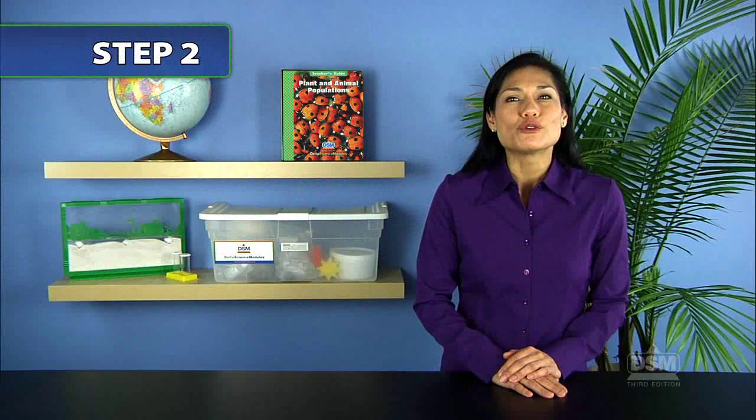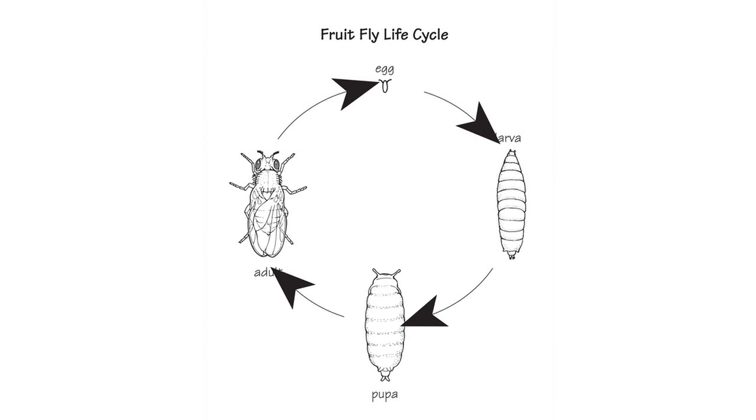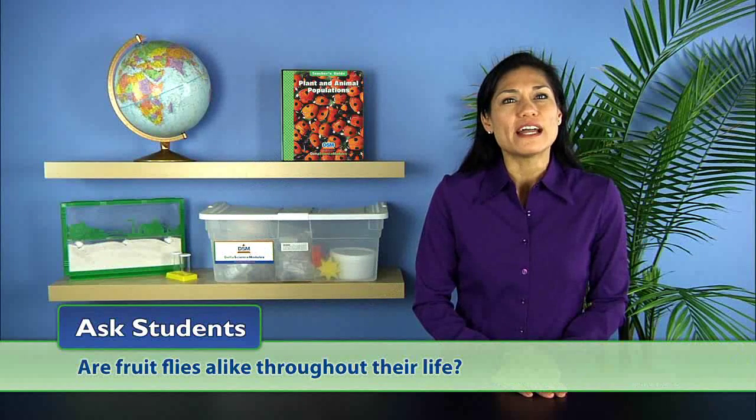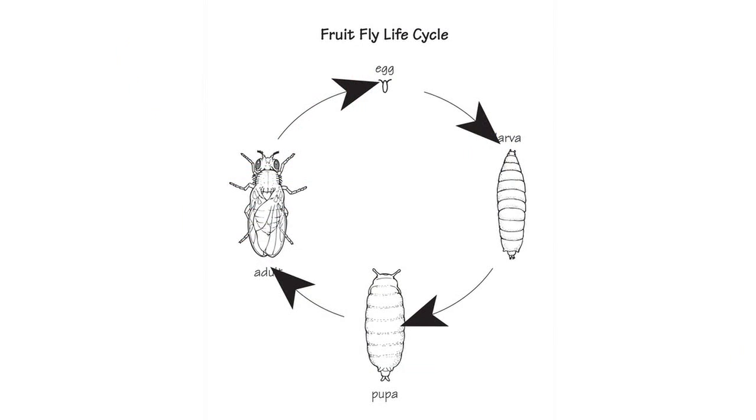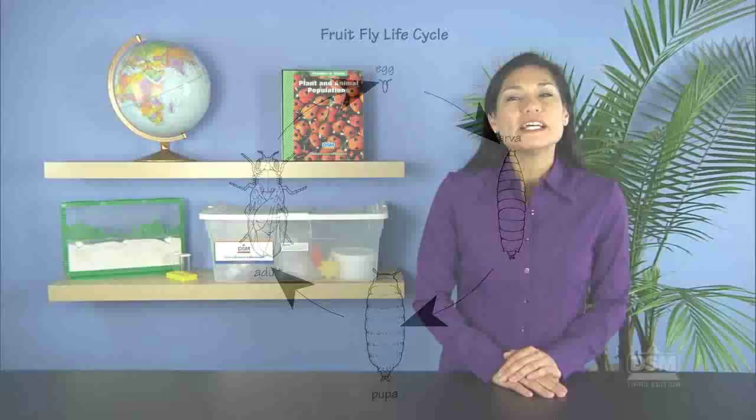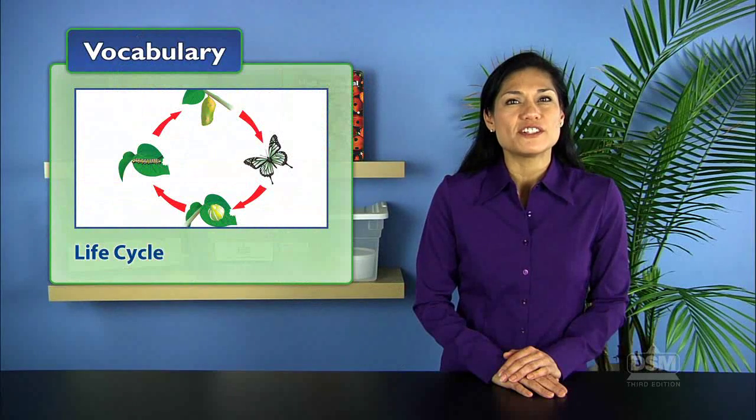Next, show the fruit fly life cycle graphic and point out the different stages of fruit fly development. Ask students, are fruit flies alike throughout their life? Students will see that they have different forms. Explain that the life cycle is all the stages a living thing goes through during its lifetime. Inform students that the body of a fruit fly, like many other insects, goes through dramatic changes as it develops from an egg into an adult.